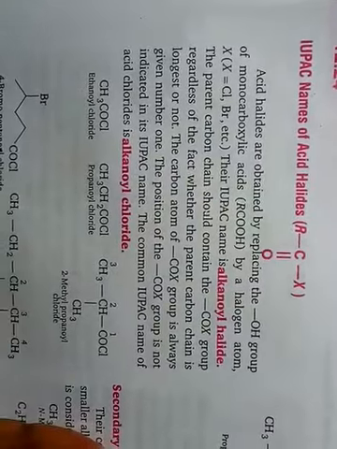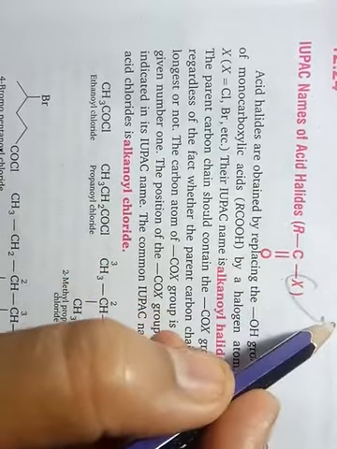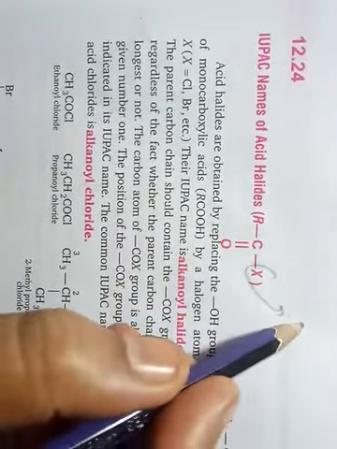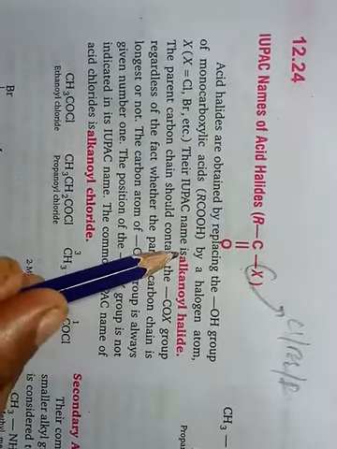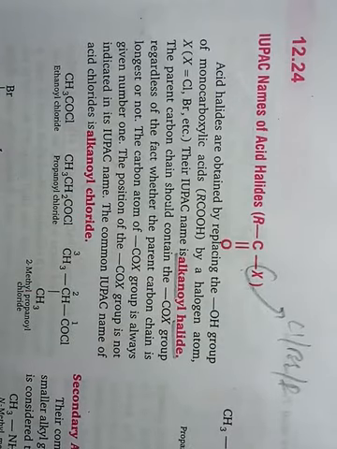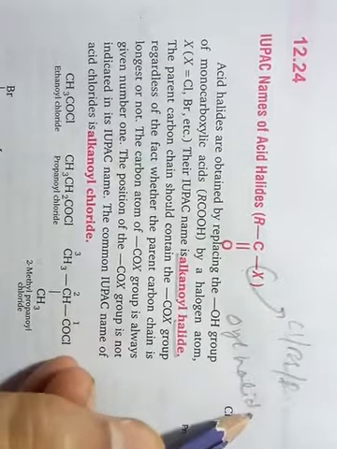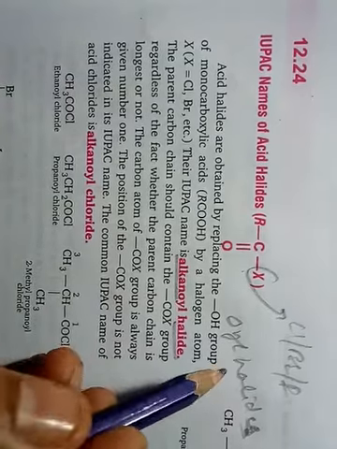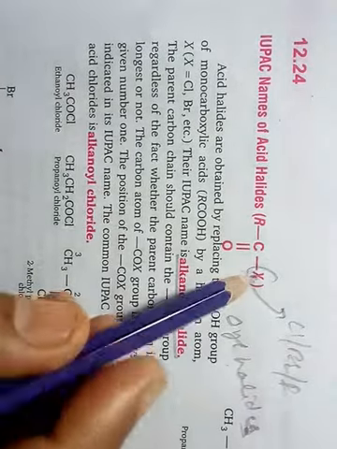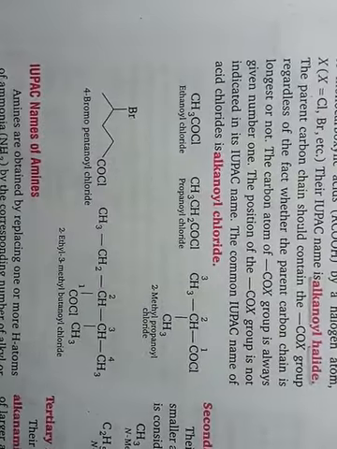The next is acid halides. Acid halides are represented as RCOX. This X can be any halogen, generally chlorine, bromine or iodine. These are known as alkanoyl halides. The suffix we use is oyl halide. Since the oyl halide suffix is there, these are the halogen derivatives of carboxylic acids.